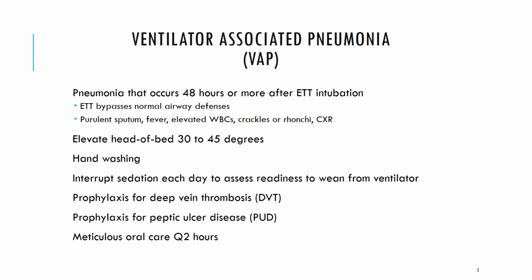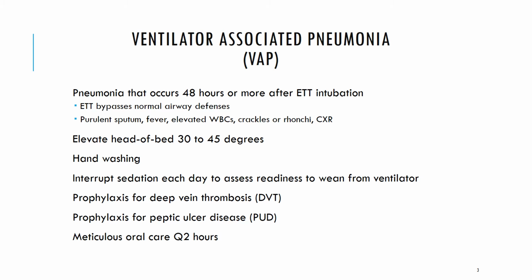So if a patient starts to develop a fever, they have foul smelling or purulent sputum, they have an elevated white blood cell count, you hear crackles or rhonchi in their lungs, and they're on the ventilator, that patient needs to have a sputum sample sent down to the lab, or their chest x-ray needs to be reviewed. This patient could be developing VAP. So what do we do for patients who have VAP?